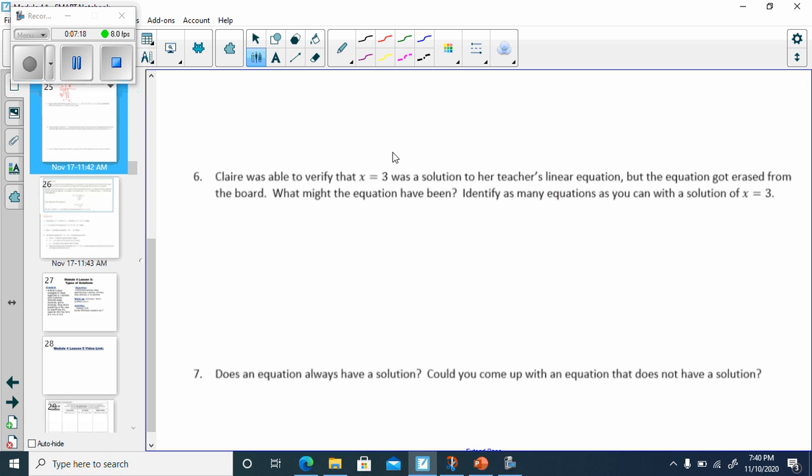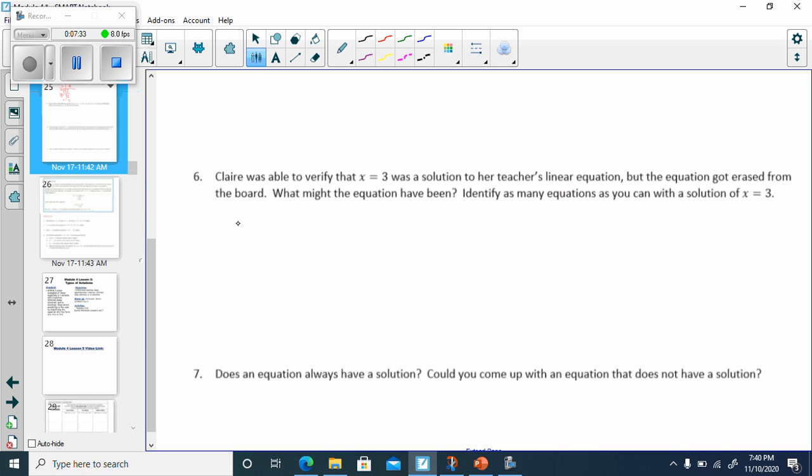Claire was able to verify that x equals 3 was the solution to her teacher's linear equation, but the equation got erased from the board. What might the equation have been? Identify as many equations as you can for the solution of x equals 3.